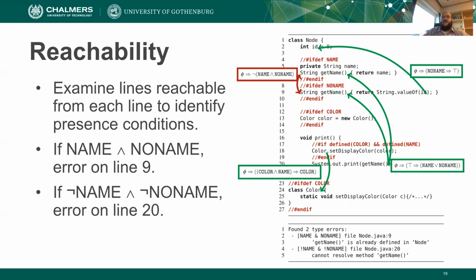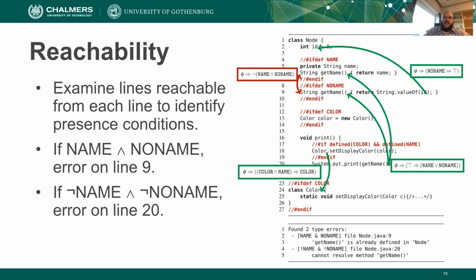So just by comparing the presence conditions within the product line implementation, we can identify that products without feature name and without no name are going to contain a type error, right? We're going to eventually call getName. If neither of those are included, then we have a problem. If our feature model says that it'd be fine to have neither of those, then there's an issue. Then we want to be able to identify that issue, right?